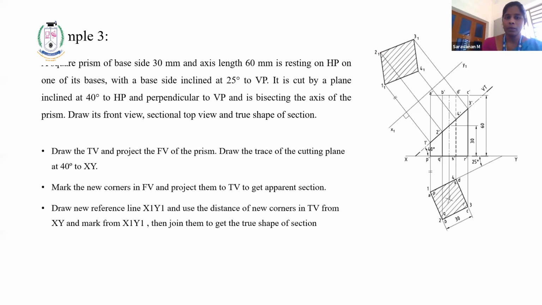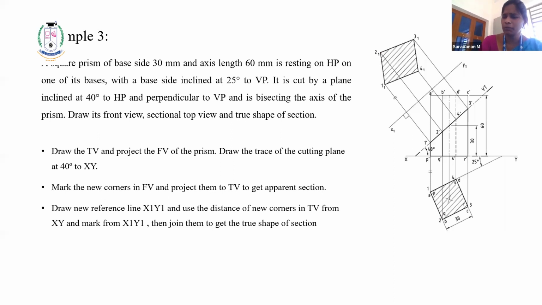So here the square prism itself is inclined, because the condition given is the base side is inclined at 25 degree to the vertical plane. So first draw the line XY and draw an inclined line below XY at an angle of 25 degree. Then mark the square prism.